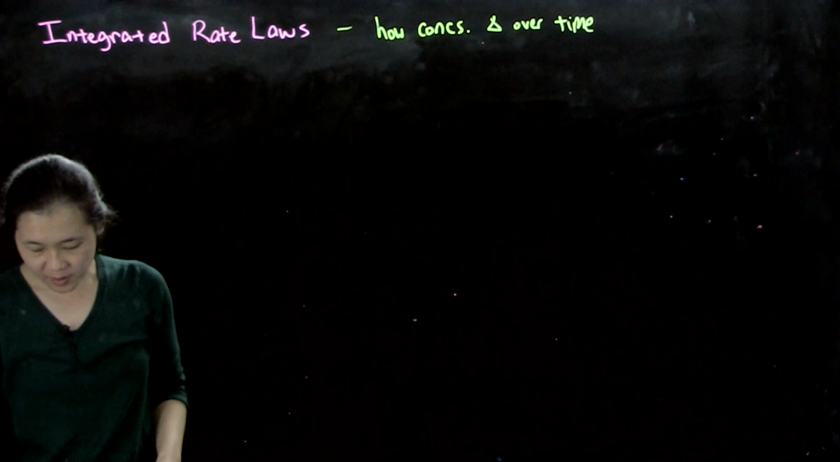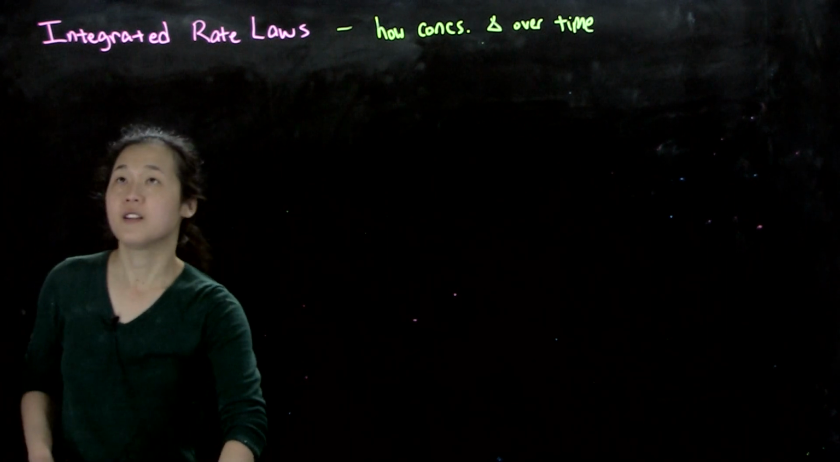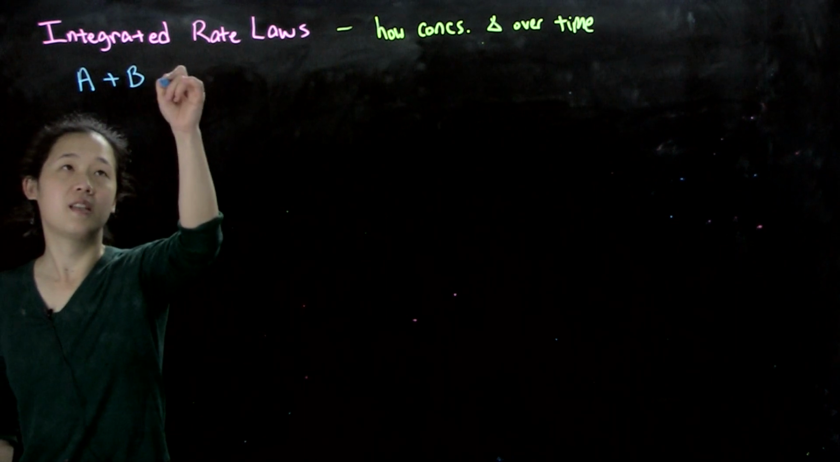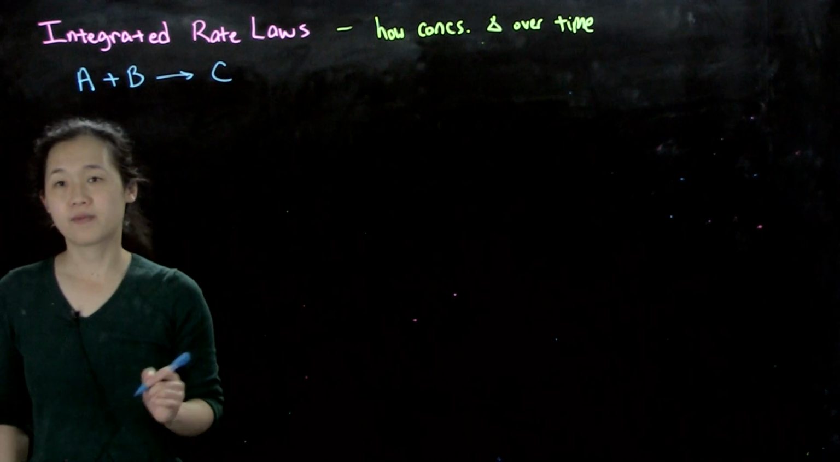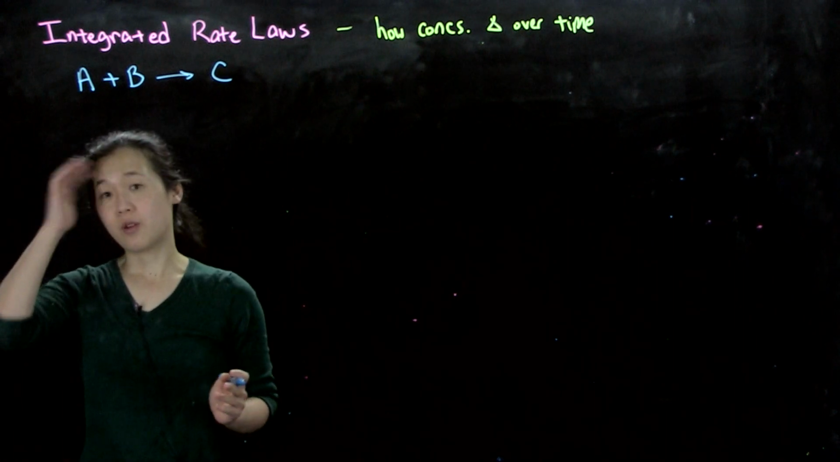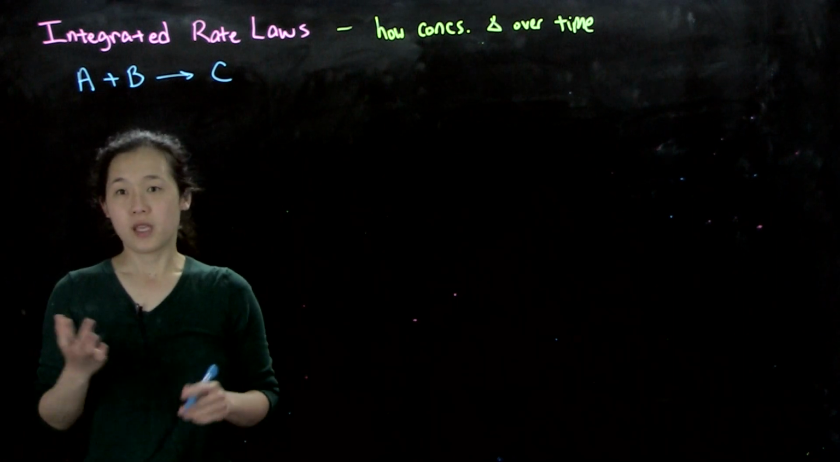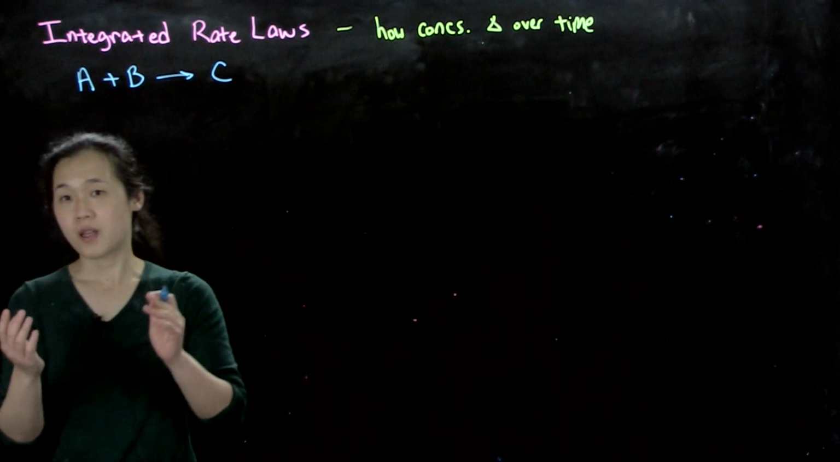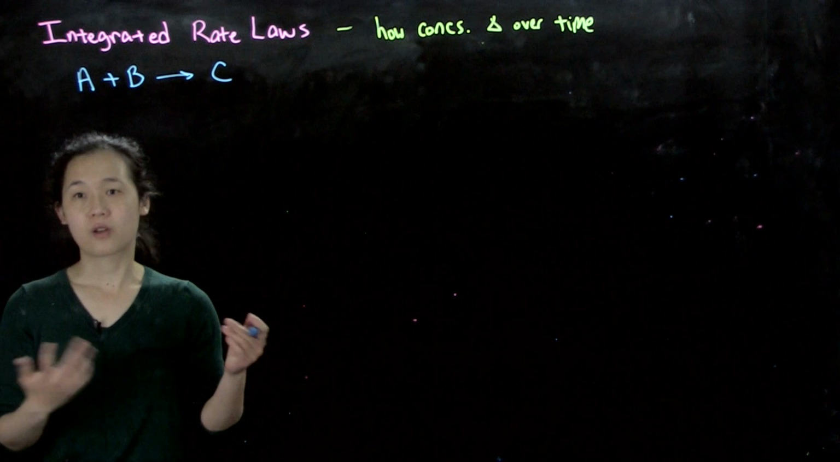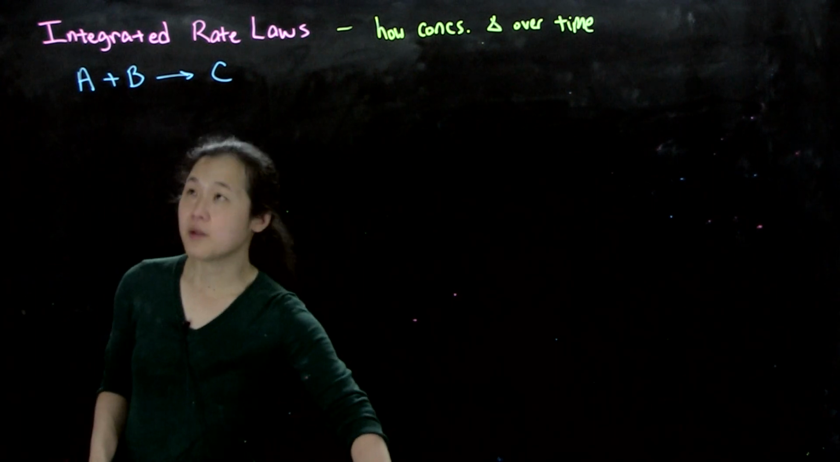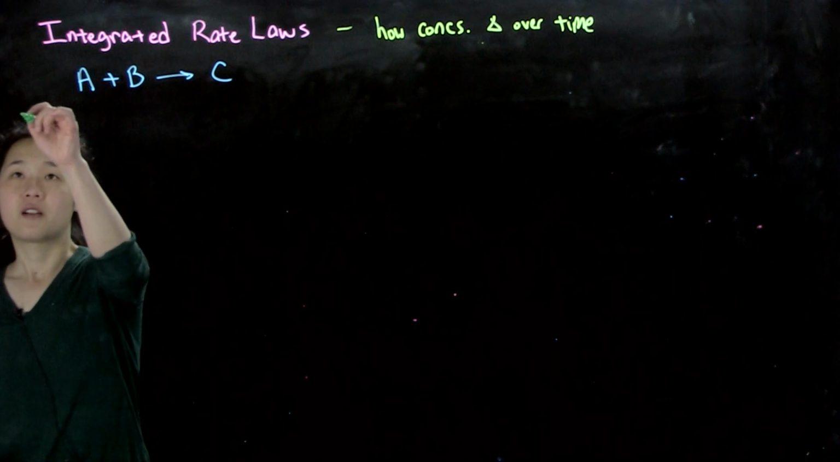So suppose we have a reaction, let's say A plus B goes to C. We don't know what the rate law of this reaction is a priori, but we can maybe predict some things if we were to assume that it is first order, second order, zero order, et cetera. So as one example, suppose that it's first order.